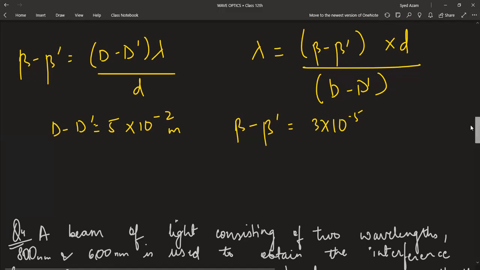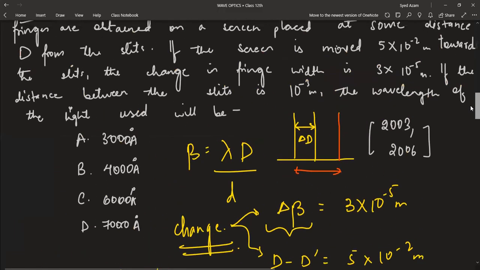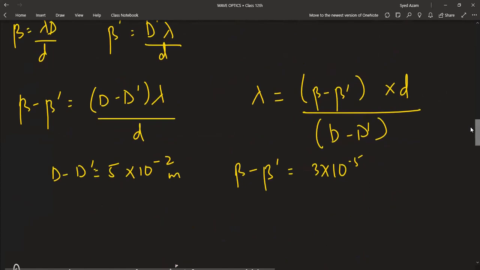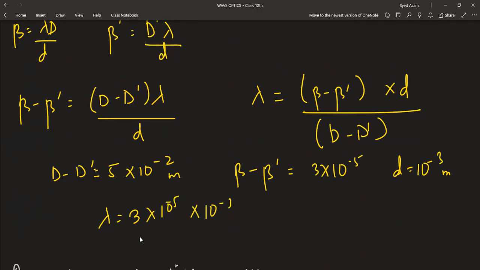And what is the value of the small d? 10 to the power minus 3. So small d will be 10 to the power minus 3 meters. So if we put in the values, this will be 3 into 10 to the power minus 5 into 10 to the power minus 3 divided by 5 into 10 to the power minus 2.